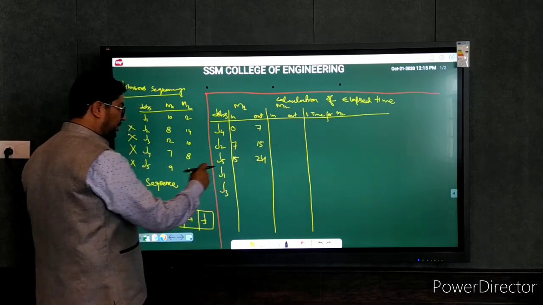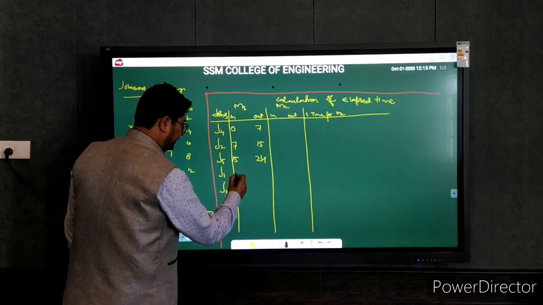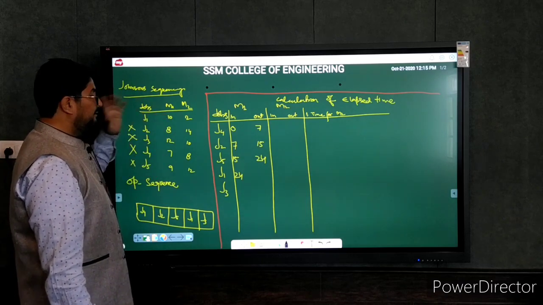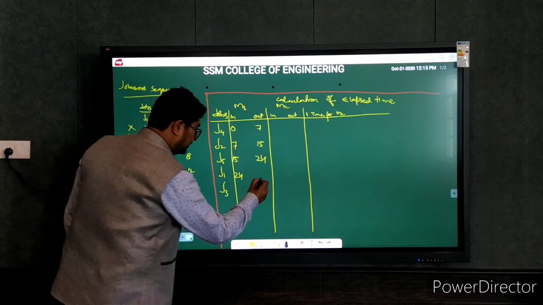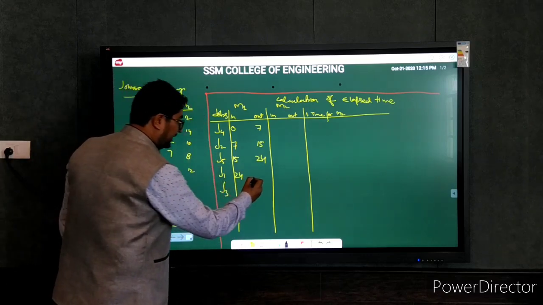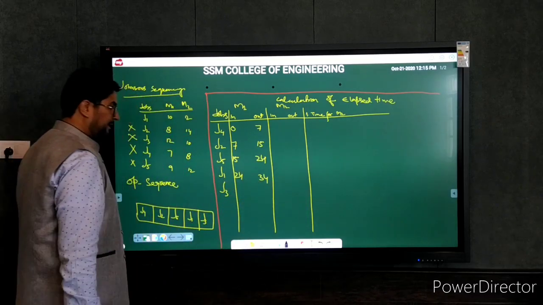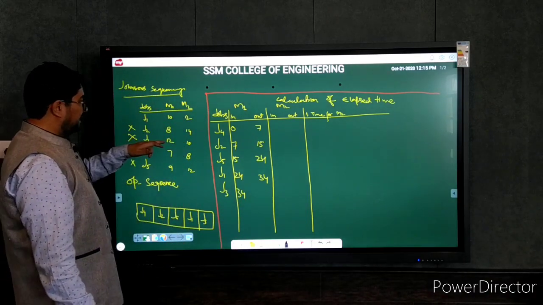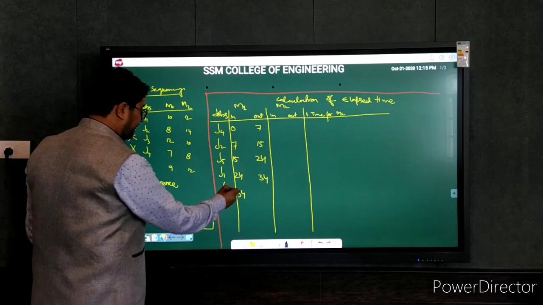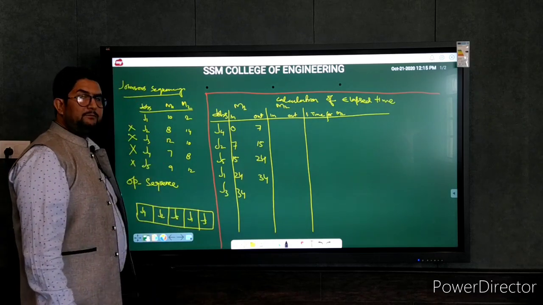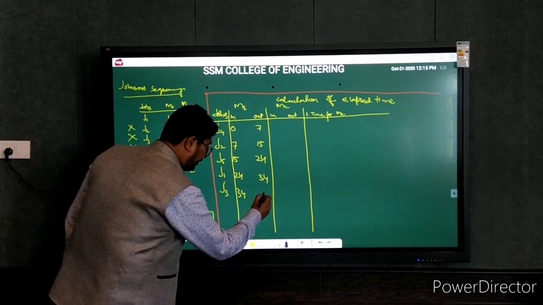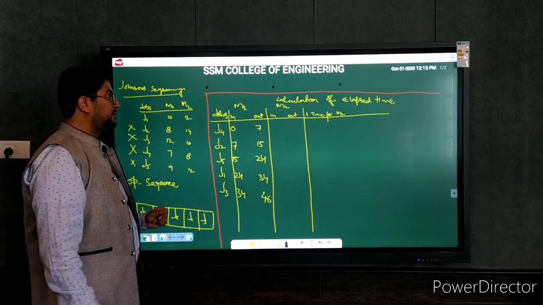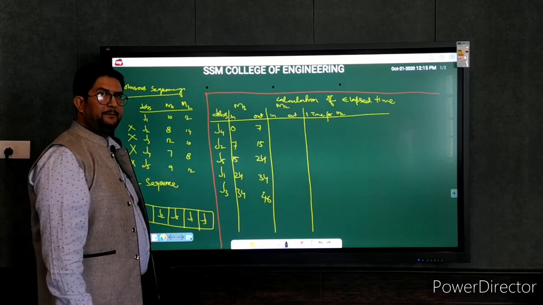So at 24, we'll take job 1, which takes 10 hours. That will be 34. At 34, we'll take J3. J3 takes 12 hours. 34 plus 12 becomes 46. So at 46, all the jobs will be completed by machine first.